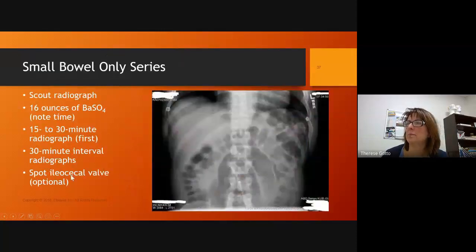For a small bowel series only, they usually give 16 ounces of barium. We usually give 2 cups or 2 bottles of that, and we have them ingest that, and then we start with our radiographs.